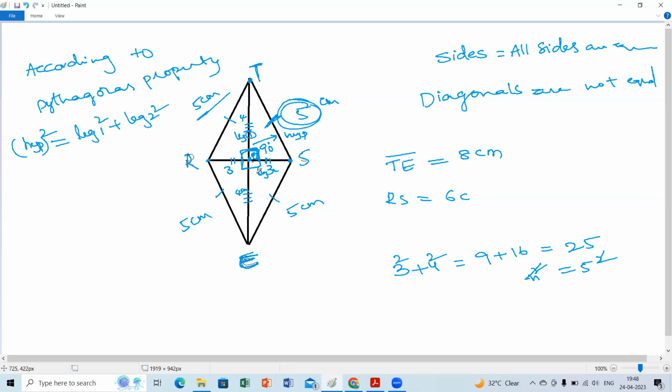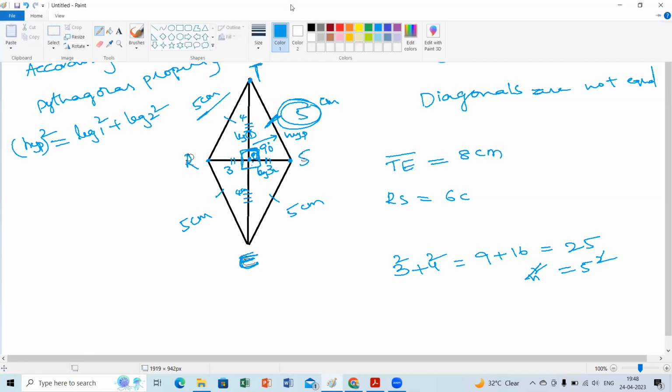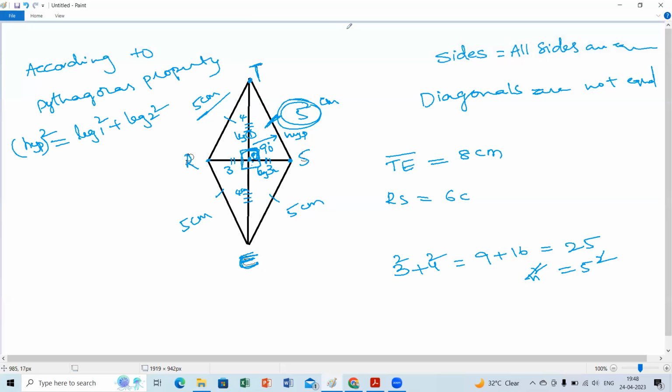So these are the legs. Here leg 1, I'll just highlight with some other colors so you can see more. This is leg 1. You can see this is the part of leg 1. This is leg 2. This part is the hypotenuse. Why? Because this is opposite to the right angle. So this triangle is a right angle triangle. That's why we are using the Pythagoras property.